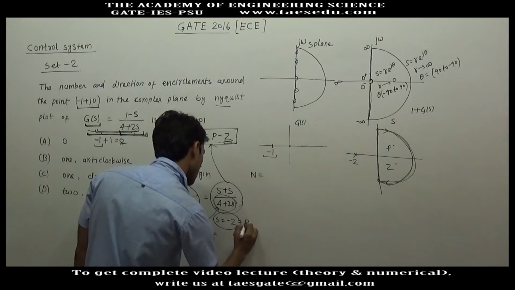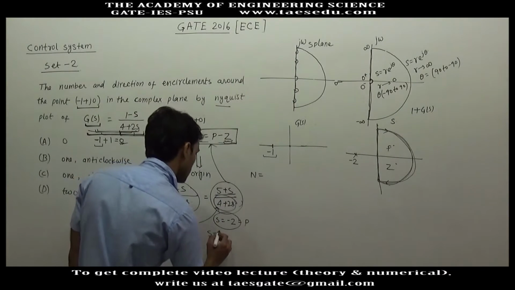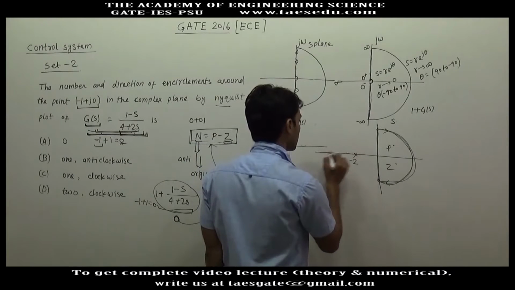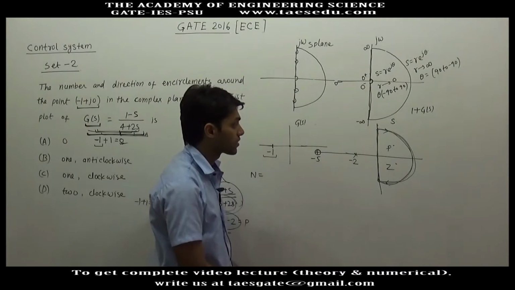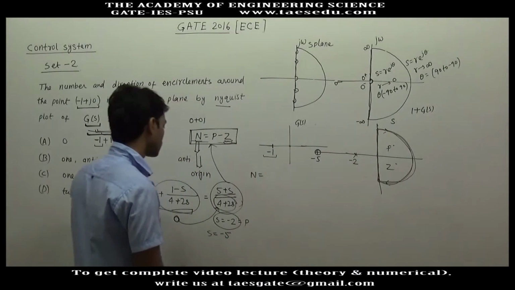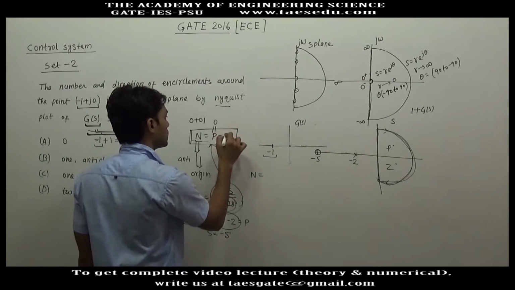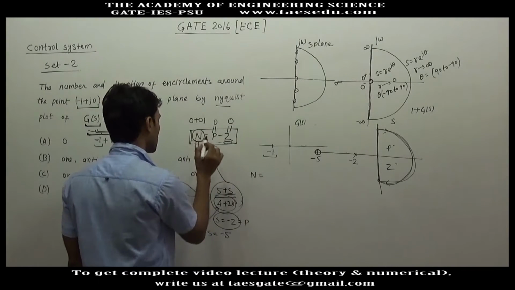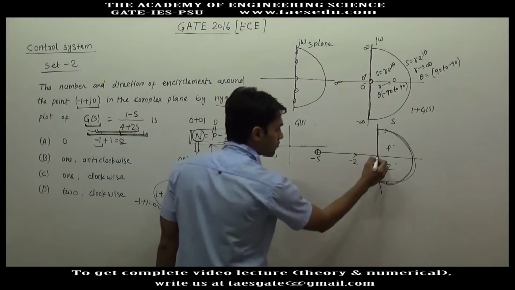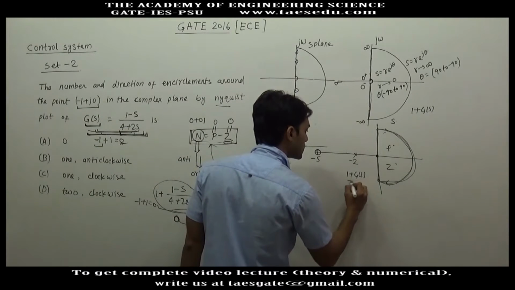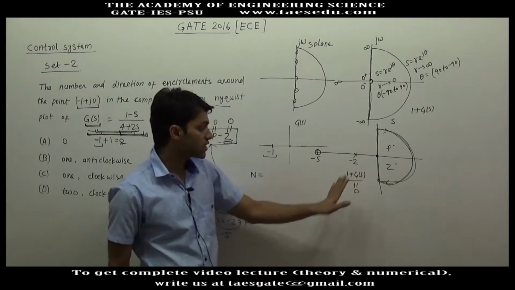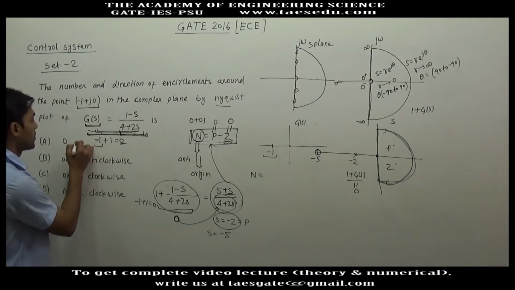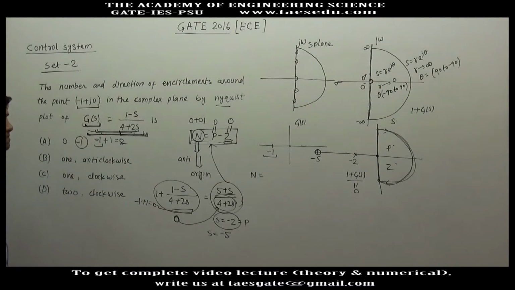For the zero, you will equate the numerator to 0, which gives S equal to -5. The zero is at -5. Here you have a zero. So even this zero is not included by this closed region. So the number of right half poles is 0, number of right half zeros is 0. So the number of encirclement of origin in 1 plus GS is 0, and the number of encirclement of origin in 1 plus GS is equivalent to the number of encirclement of -1 in the plane of GS. Okay, so here the answer will be 0.